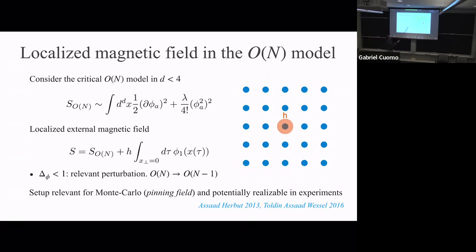Well, it's an integral in some parameter tau, known in Euclidean, at some location which I take to be x transverse to 0, of h, the strength of the magnetic field, times the order parameter pointing in one direction. So this term breaks O(N) to O(N-1) because the magnetic field is picking one direction in the O(N) space of the field.